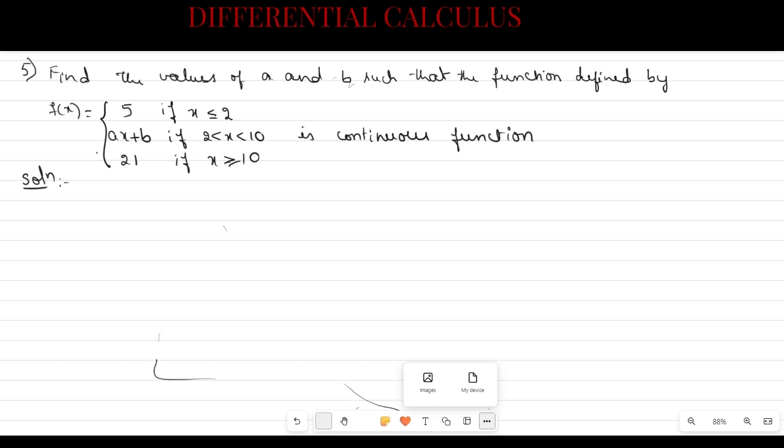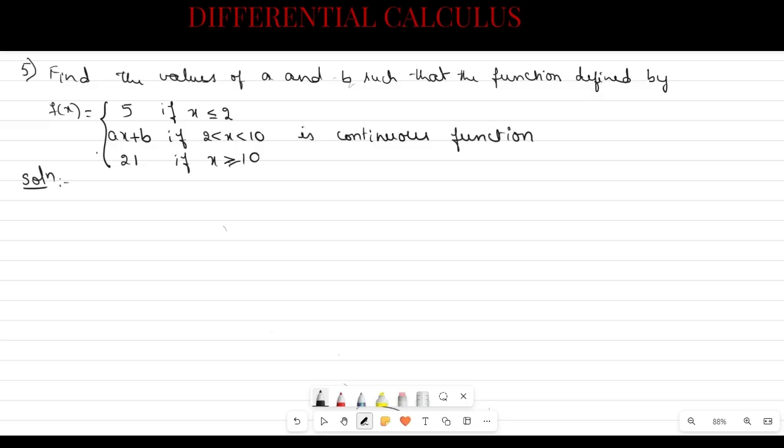See, actually in this question, observe this properly. They have given in the question that it is continuous, isn't it? What they have asked to find out is the a and b values, isn't it?